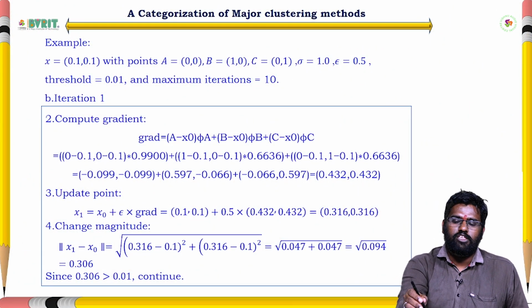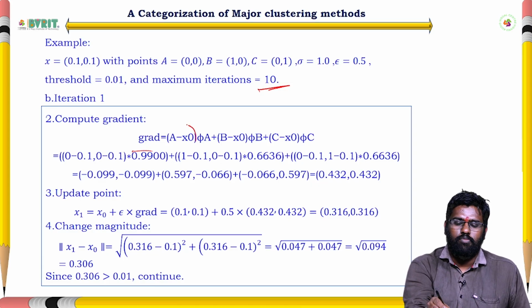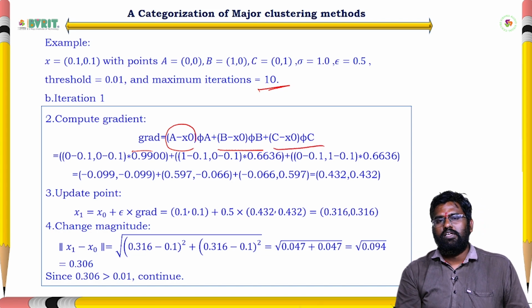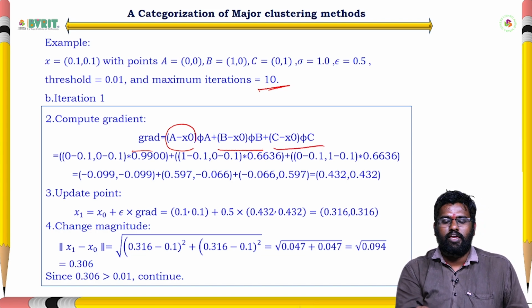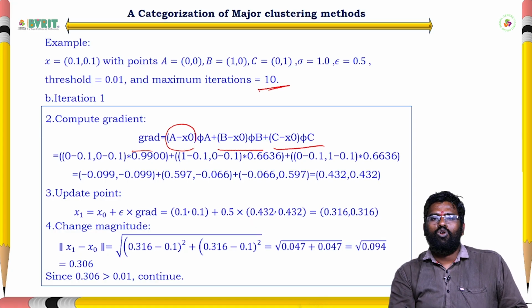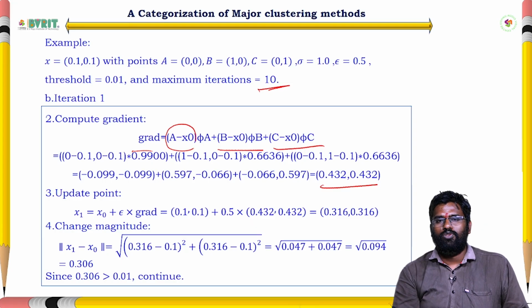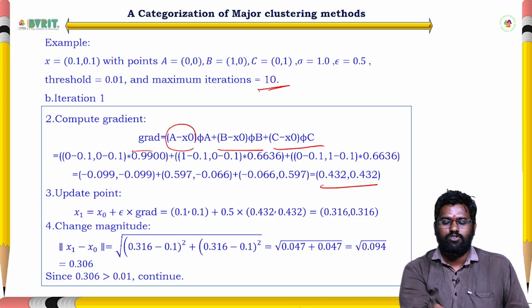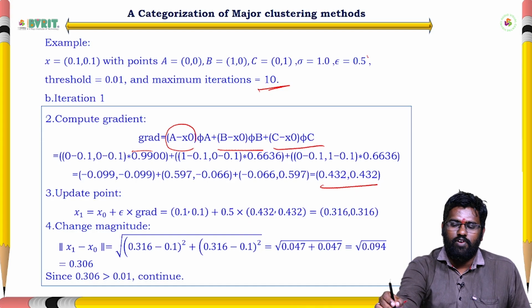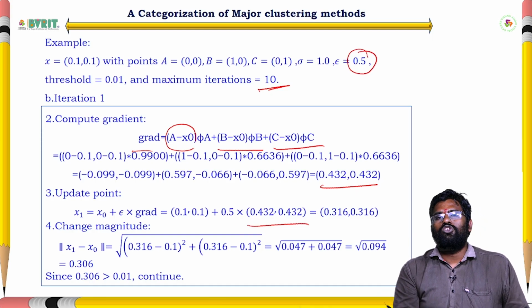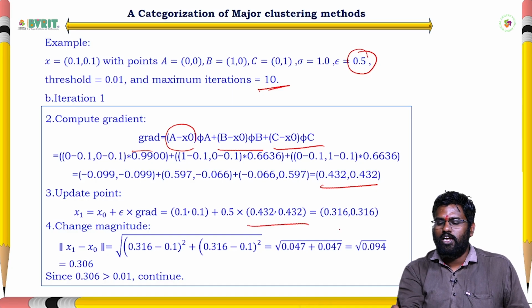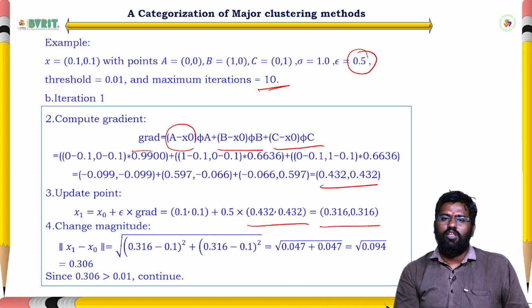Here the maximum iterations is 10. First iteration, what we have to do? The gradient value means A minus x naught into pi A, B minus x naught into pi B, and C minus x naught into pi C. We already have the values of pi A, pi B and pi C along with x naught and the A values. After substituting, the values we get are 0.432 and 0.432. So in the updated point x naught, we already have 0.1 and 0.1 plus our epsilon value, which is given as 0.5, into 0.432, 0.432. So finally we get the value 0.316 and 0.316.